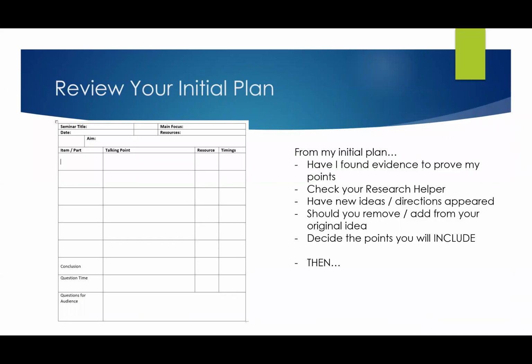Okay. So first, what I'd like you to do is review your initial plan. So from my initial plan, have I found evidence to prove my points? So you might have initially said, oh, I want to talk about this particular thing. However, you haven't found the evidence, and so you might have to remove that. So check your research helper and think, have you got any new ideas or directions?